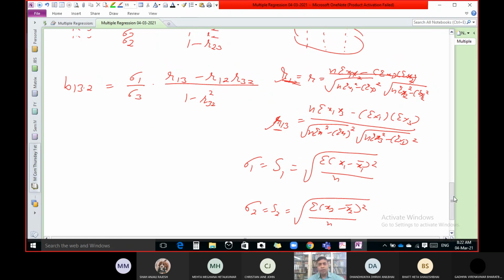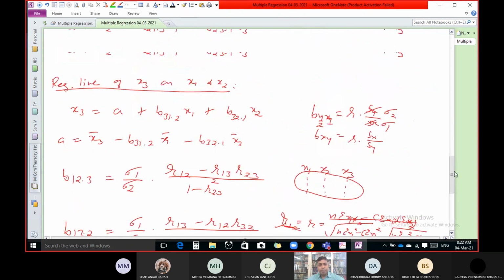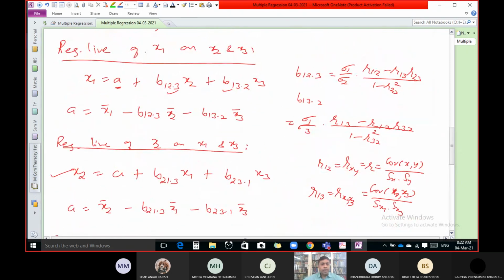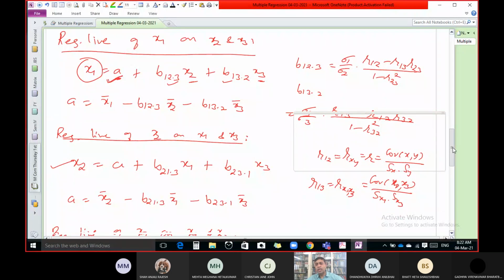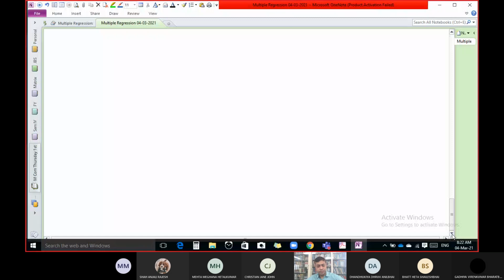And once we know the value of A, then with B12.3 and B13.2, for the given values of x2 and x3, you can estimate the value of x1. So to get a better idea, let us discuss one example.